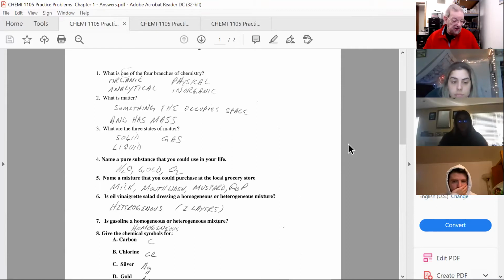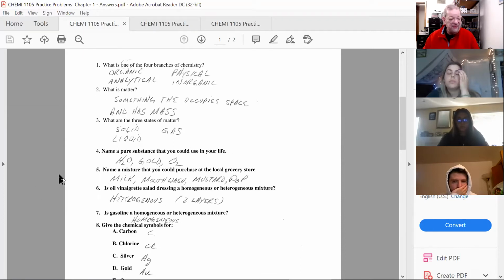You could put tea, coffee down there. What would be another good one? Oh, strawberry jam is a mixture, or jelly is actually a mixture. That's a good one. Or something I don't need, pancake syrup.